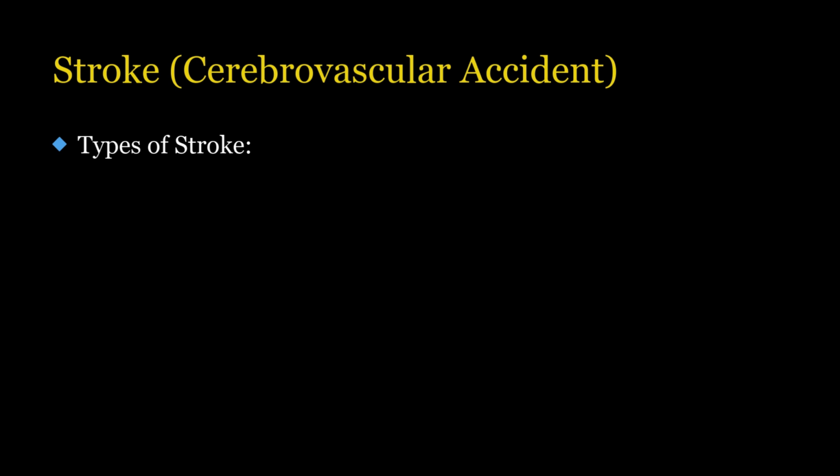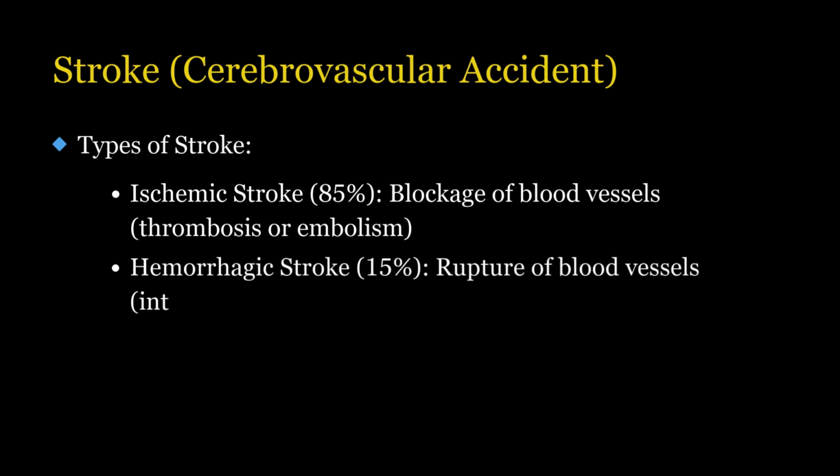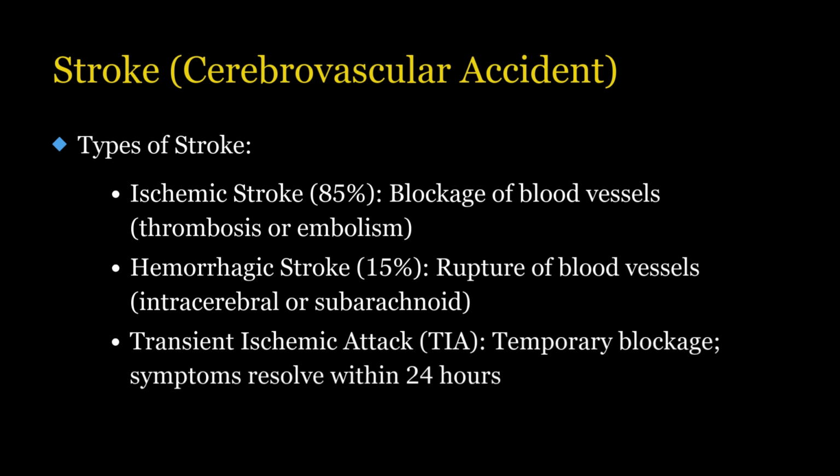There are three main types of stroke. The most common is ischemic stroke, which accounts for about 85% of cases and results from a blockage in a blood vessel due to a clot. Hemorrhagic stroke, which makes up around 15%, is caused by a ruptured blood vessel leading to bleeding in or around the brain. A transient ischemic attack is a brief, temporary disruption in blood flow, often called a mini-stroke, with symptoms typically resolving within 24 hours.